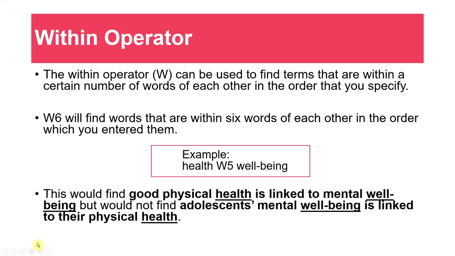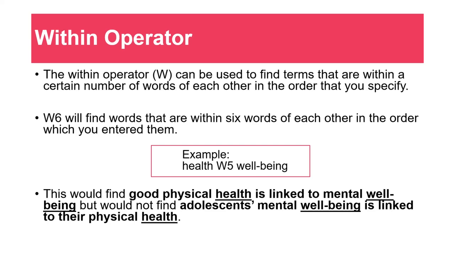The within operator, W, can also be used to find words that are within a certain number of each other. But with W, they always appear in the title or the abstract in the order that you specify. So W6 will find words that are within 6 words of each other in the order that you entered them. So for example, health W5 well-being would find the following words.